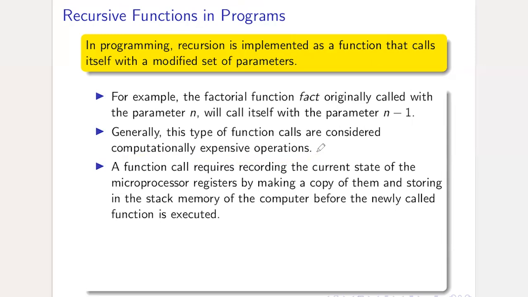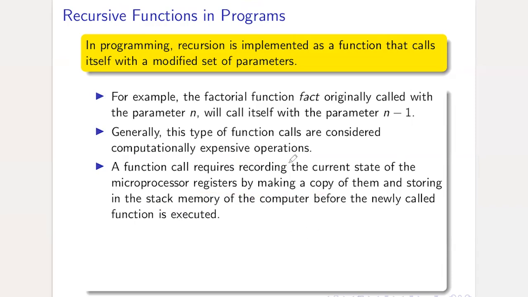Now, the recursive execution of a function will essentially force the CPU to do this, because whenever you call a function, this is the standard set of activities that happen. Take a copy of the registers, put them in the stack, and then proceed to call the function with the new set of parameters.